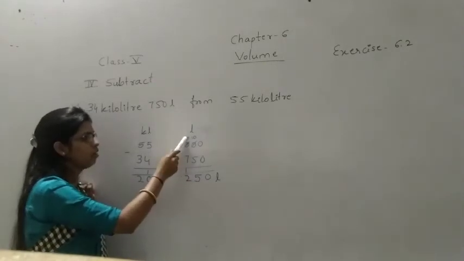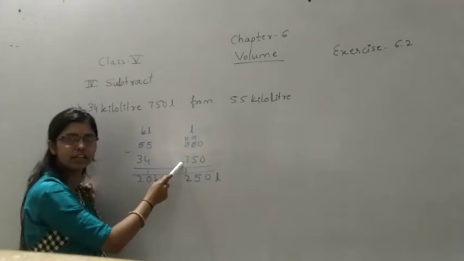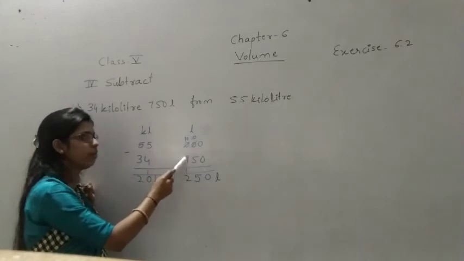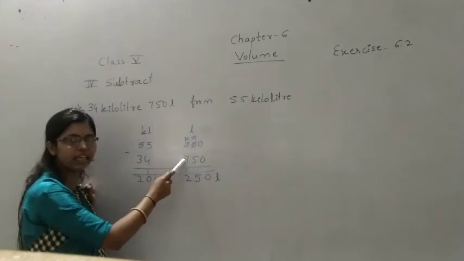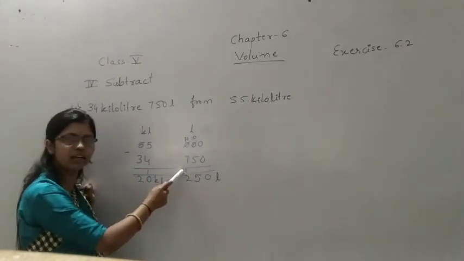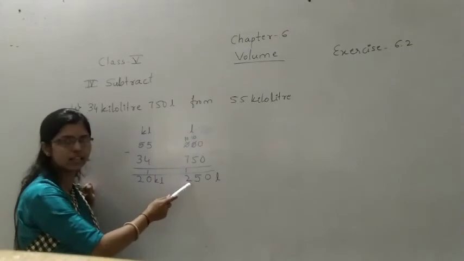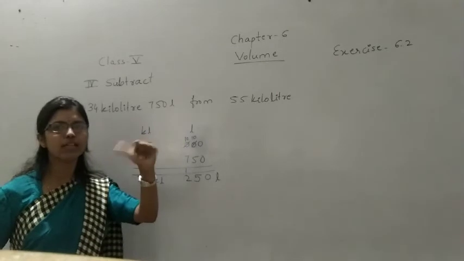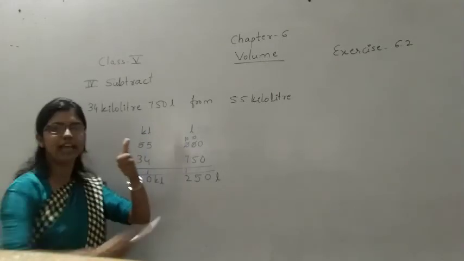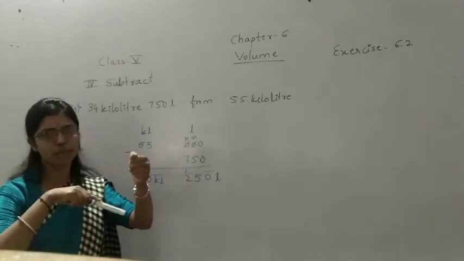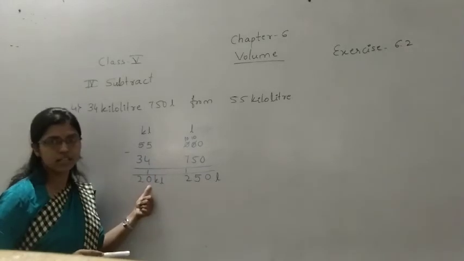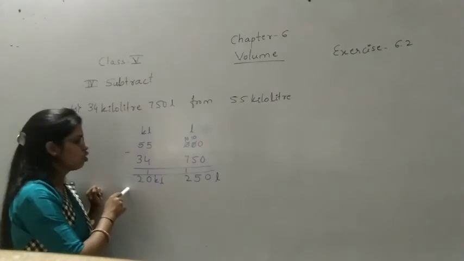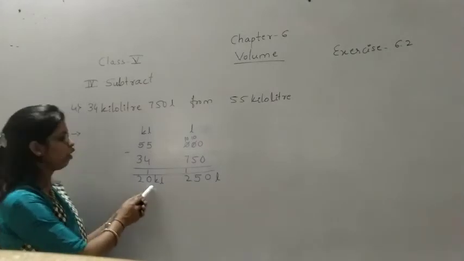Next, 0 minus 7 is also not possible. That's why again we take carry. 10 minus 7 means 3. 3 minus carry 1, 2. Next, 5 minus 4 means only 1 left. Here carry one is there, that one also we should subtract. So the answer is 0. And 5 minus 3 is 2. So the answer is 20 kiloliter and 250 liter. This is the answer.